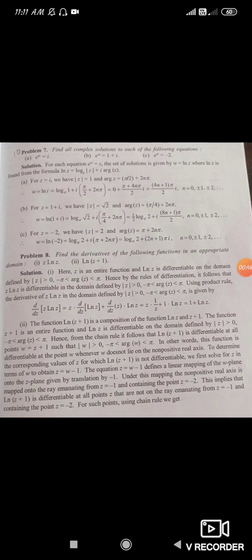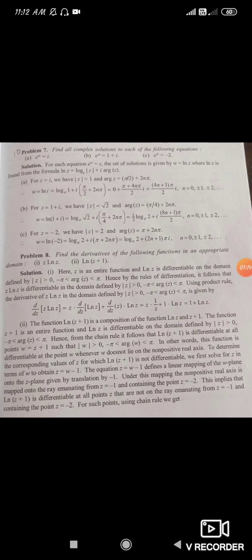So substituting all this in the equation w is equal to ln z, we get w is equal to ln i, which would be equal to log e 1 plus i into pi by 2 plus 2n pi, which on simplifying we will get (4n plus 1) into pi, whole divided by 2, into i. And the second equation is e raised to w equal to 1 plus i.